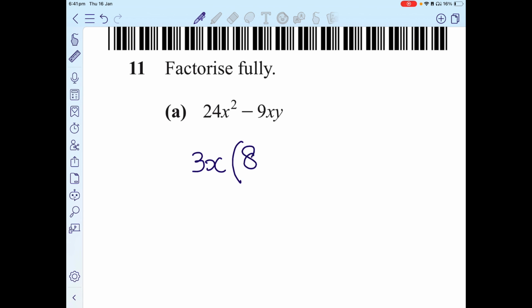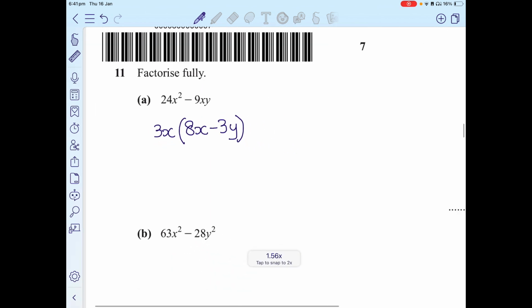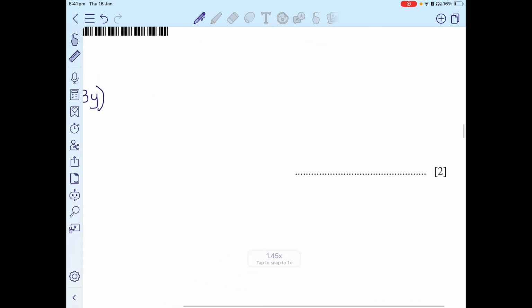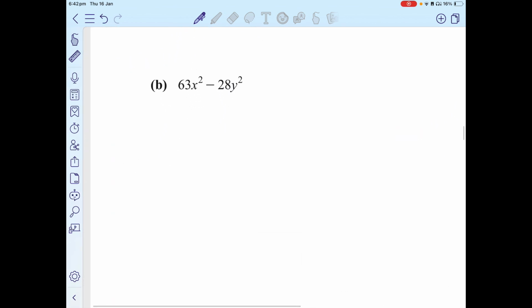I need to multiply it with 8x, right? Because 3 into 8 is 24, x into x is x squared. Minus 3 into 3 would give me 9. And if I subtract this, it will give me y. I cannot remove anything more now, so this is going to be my simplified form: 3x into 8x minus 3y.